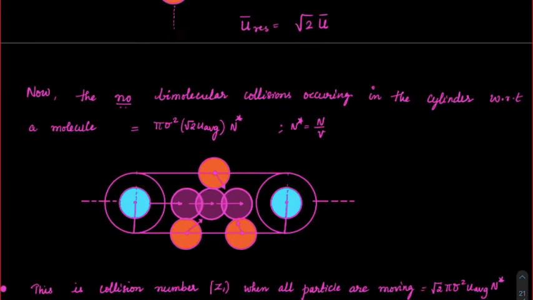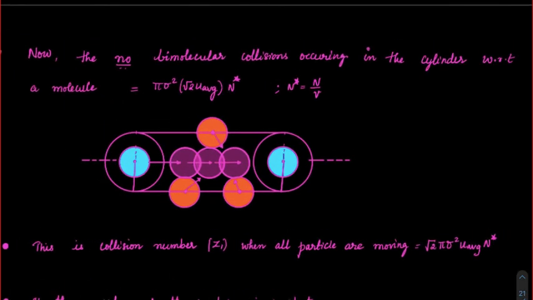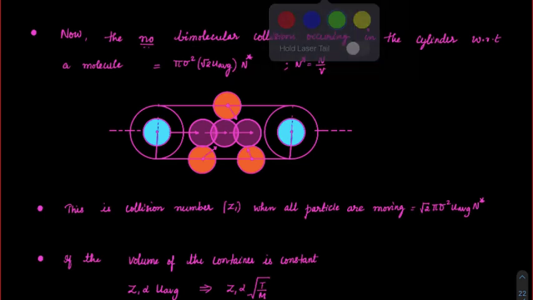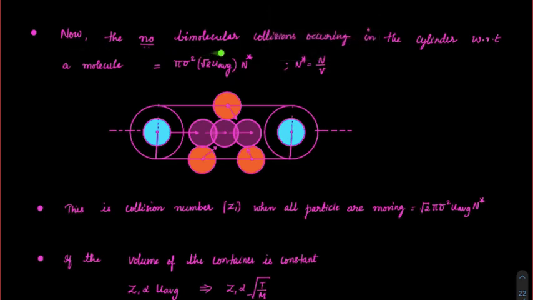In the same thing, this time we were discussing Z1, right, which is the collision number. In the collision number, I just made that correction now. So the number of bimolecular collisions covering a cylinder with respect to one single molecule is how much? That would be pi sigma square into root 2 into u average into n star. Earlier I used to write only u average. N star is n by v. So you can see here how I put it down.